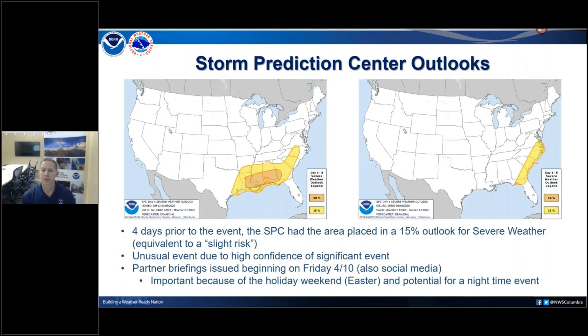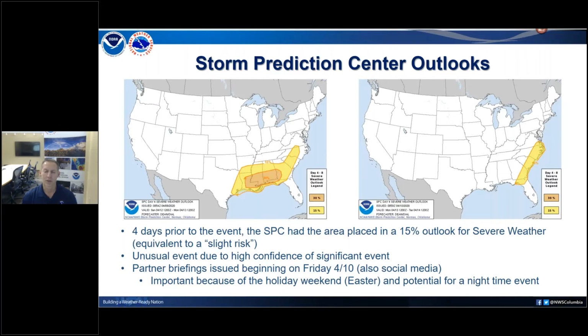So now we'll take a look at leading up to the event here. This is the Storm Prediction Center outlooks 4 days prior to the event. This is on that Friday beforehand on the 9th. And so 4 days out, the SPC had placed our area in a 15% outlook of severe weather.